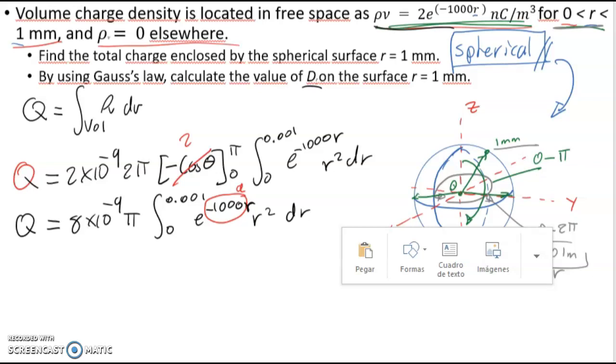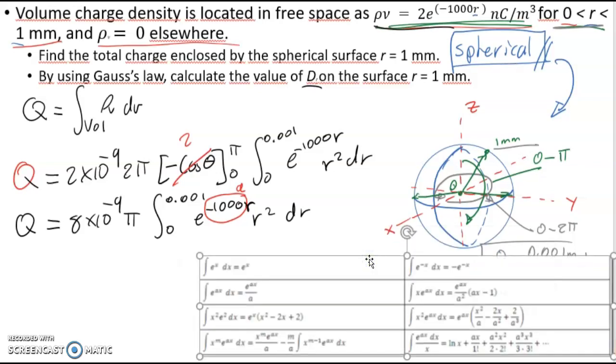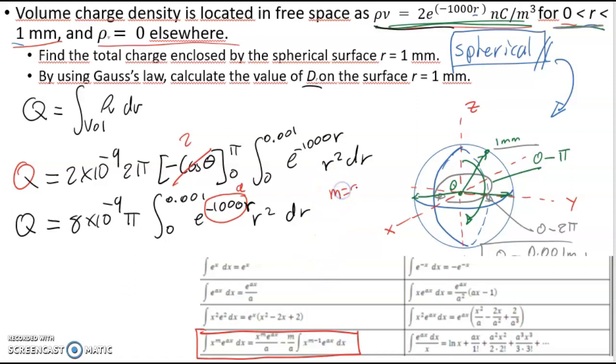Fortunately, we've got integration tables. If we see carefully, this one right here, it's going to be e at ax, x at any power, dx. That looks like this one. And this is basically an integral by parts. So we've got x, which is r, at 2. That means my m equals 2.